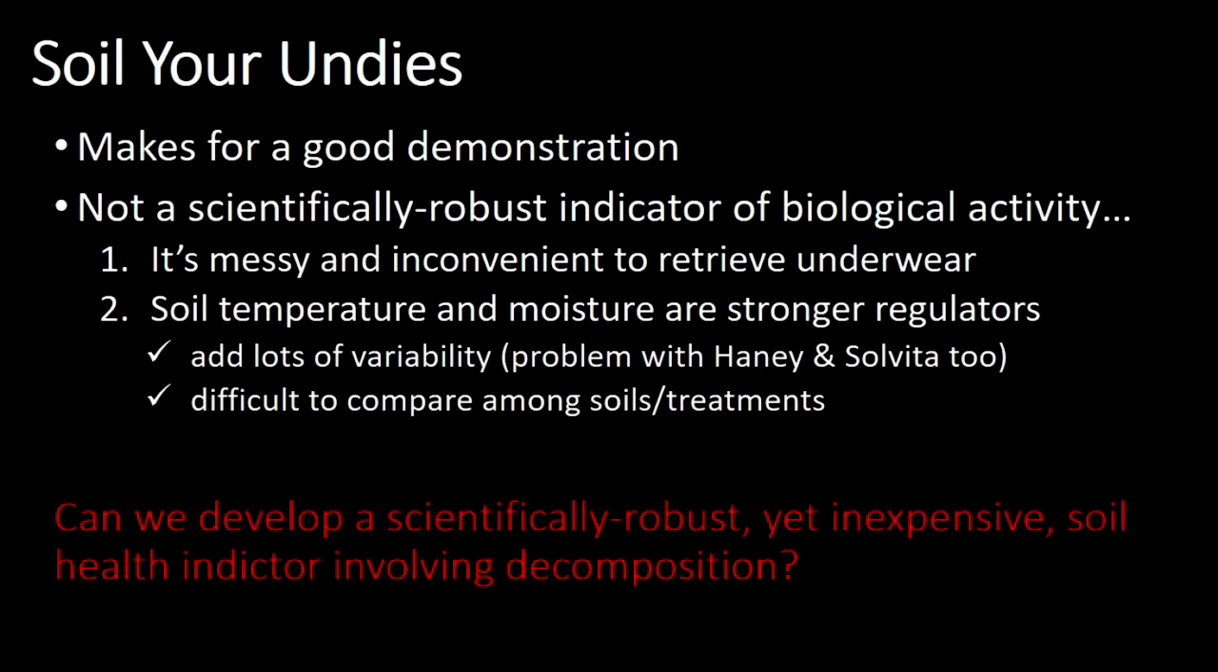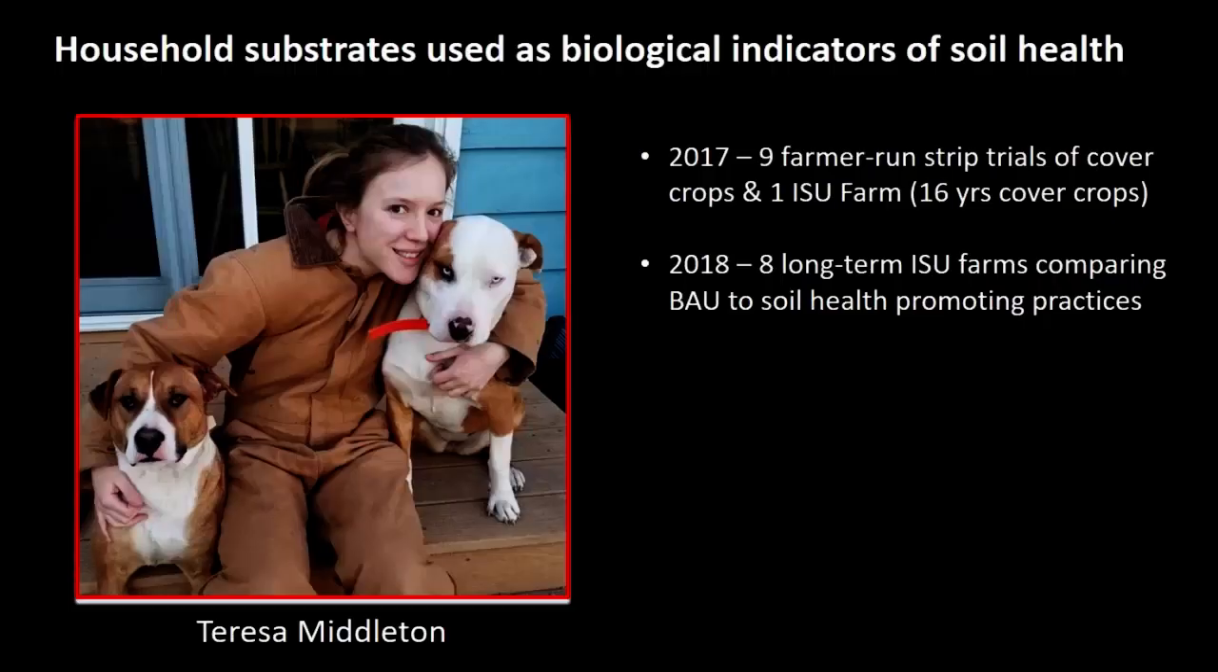So the question is, sorry, this red sometimes doesn't show up very well on the slides. So can we develop a scientifically robust yet inexpensive soil health indicator involving decomposition? The decomposition thing is key because, one, it's measuring that other side of the coin, the biological activity, but it's also inexpensive compared to measuring CO2.